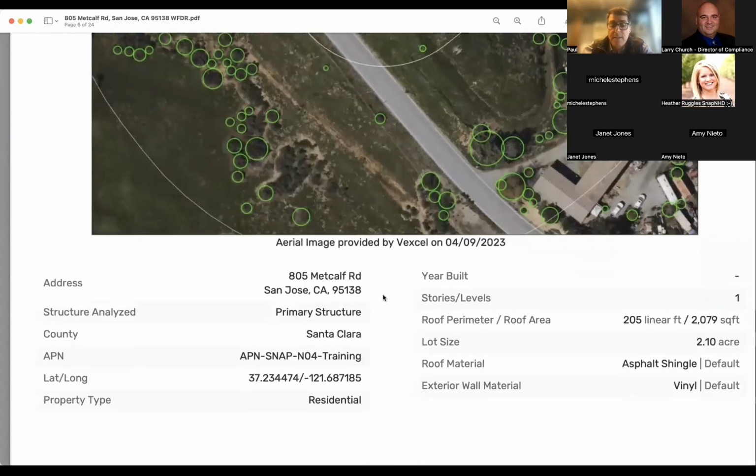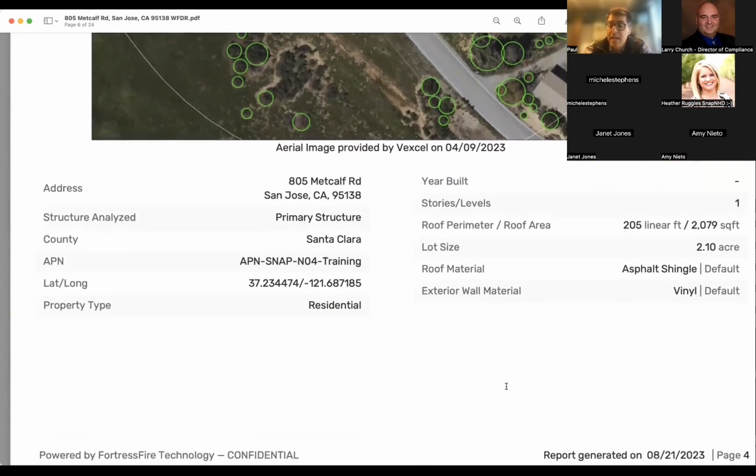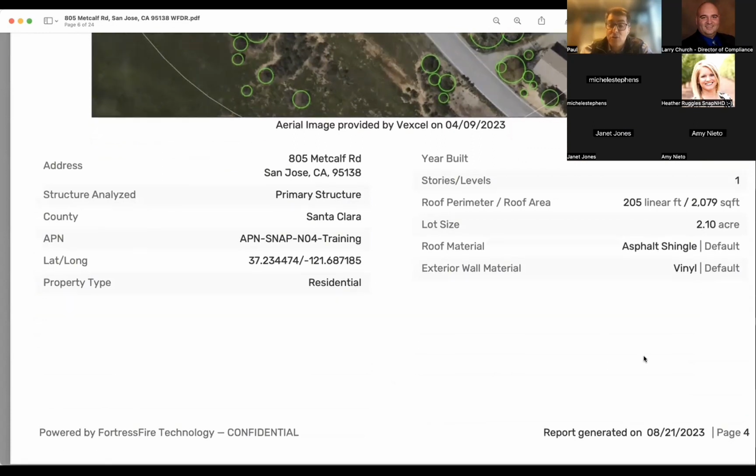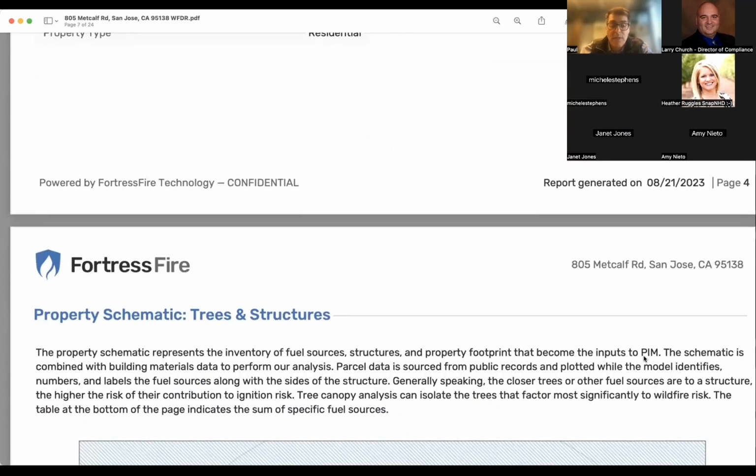Next, we provide some detail here. I'll point out that the roof material and the exterior wall materials, when these reports are requested, we ask the person purchasing the report to provide us these elements. This allows the report to get more specific. If we do not receive them, we use default values, which are representative of what we typically see in the state.